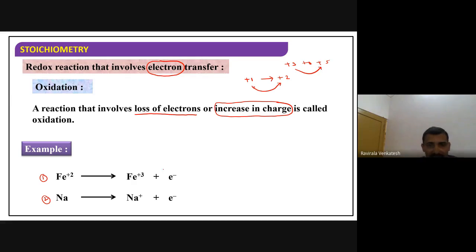Definitely, these reactions are oxidation. One more thing: is the charge increasing or not? +2 to +3, increasing. Therefore, oxidation. 0 to +1, increasing. If you don't write anything, or if you write plus, what happens? Nothing, it is +1 only. Both are the same, +1.